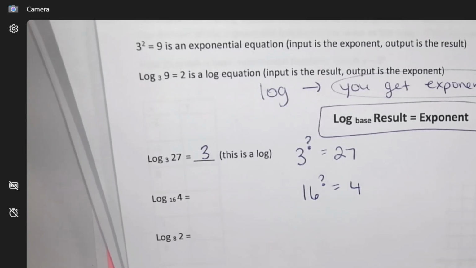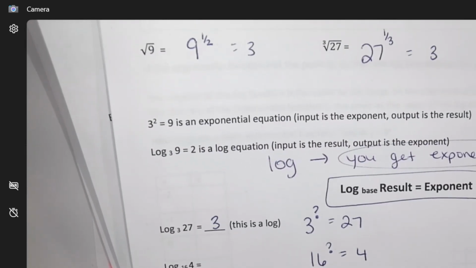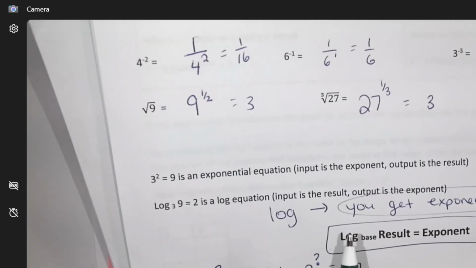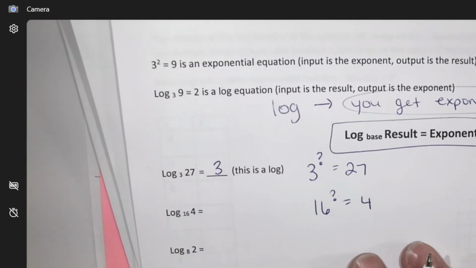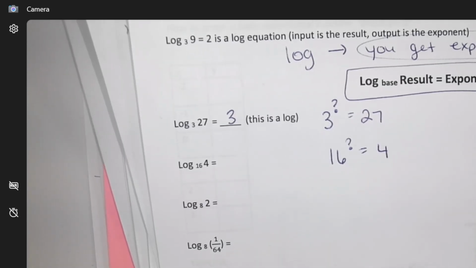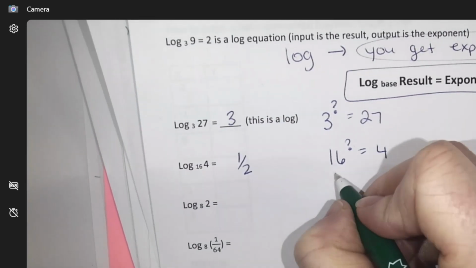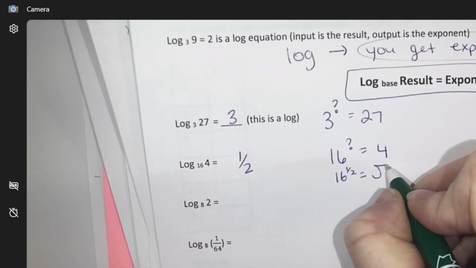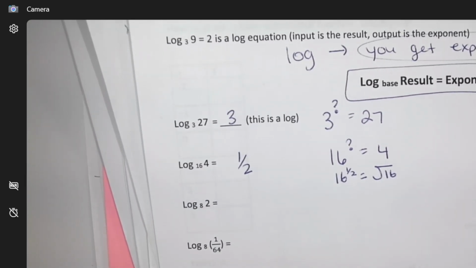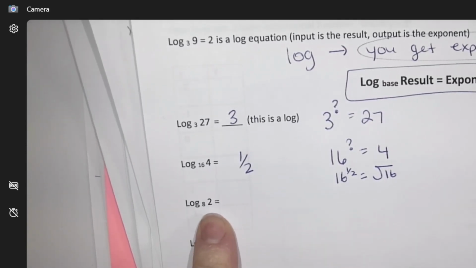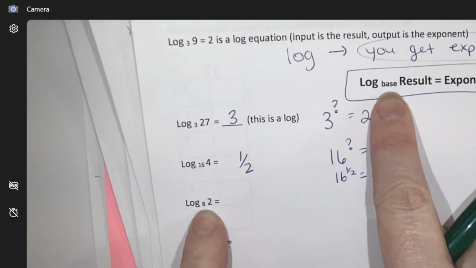Okay, go back here. What were some rules? Go back to the top. It's what I just taught you up there. 16 squared, nope, doesn't get me to 4, but you're kind of close. 1/2. 16 to the 1/2 is the same thing as doing what? Square root of 16. Okay? Okay, so now on this one, the little baby base is 8.